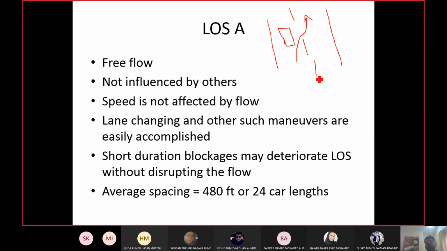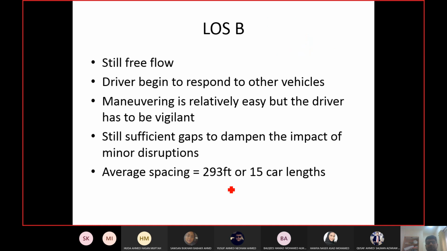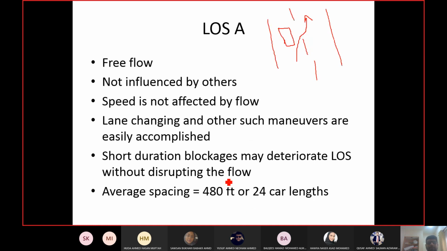Okay, so in level of service A, these blockages, especially if they are for short duration, may cause the level of service to change, but no disruption in the flow. There is an effect on the flow, obviously, but no disruption. The spacing normally is 24 cars or 480 feet between the cars. Okay, so 24 cars means 480 feet.